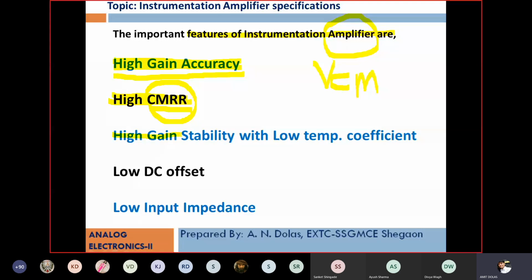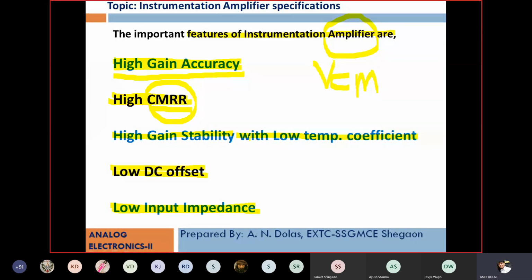Then high gain stability, gain must be stable with low temperature coefficient. Then low DC offset. We have seen the different offsets of IC741. There should not be any offset, means if both inputs are 0, then output must be 0. There should not be any voltage in millivolt or microvolt developed across the output if input is not present. And low input impedance is also required.